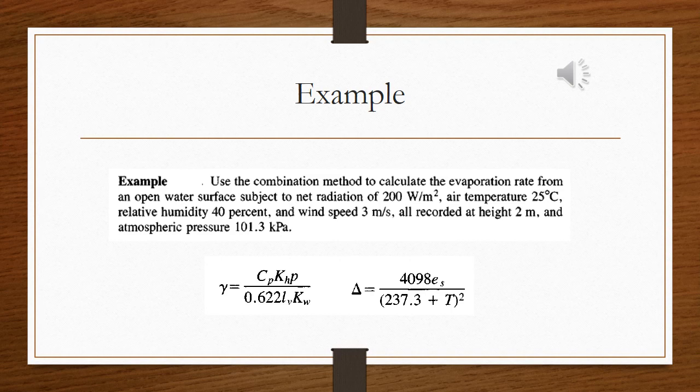Gamma is Cp Kh P over 0.622 latent heat Kw. We are going to find this ratio Kh over Kw. And for delta, we are going to use 4098 ES, the saturated vapor pressure, over (237.3 plus temperature) squared. Let's go through the example, and then I will define gamma and delta, and we can solve our new evaporation rate by using the combination method.